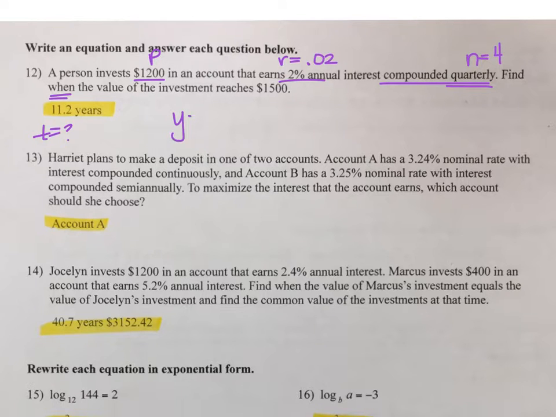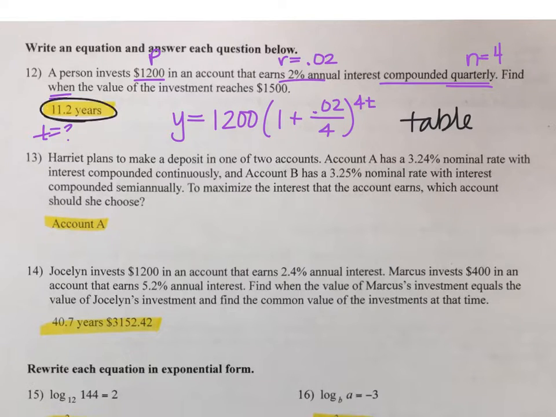So my formula is going to be y equals 1,200 times (1 plus R over N) to the N times T power. This is something you're always going to use the table to solve. And in your table, it's not going to go as close as decimals, so you're just going to say roughly 11 years. You should notice somewhere around 11 years that this investment reaches $1,500.